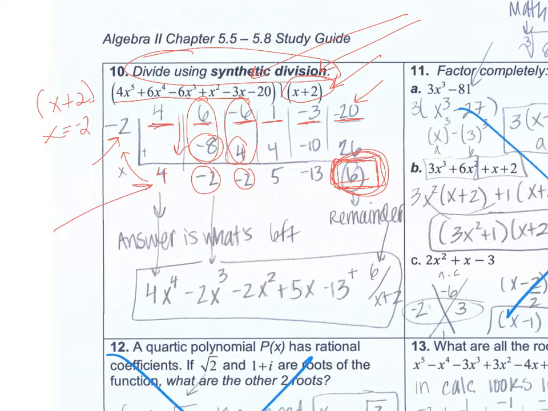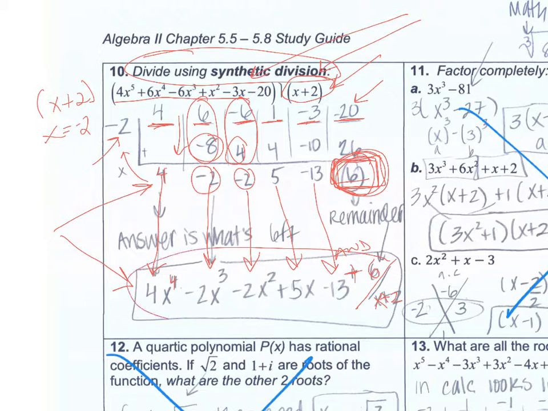So we use all these numbers on the bottom to write the polynomial expression that remains. So 4 drops a degree, so 4x to the 4th minus 2x cubed minus 2x squared plus 5x minus 13. Now the 6 is the remainder, so for the remainder we write a plus 4 and whatever number's left, so 6, all over whatever you were dividing by, in this case x plus 2. That's your final answer. You can't factor further.